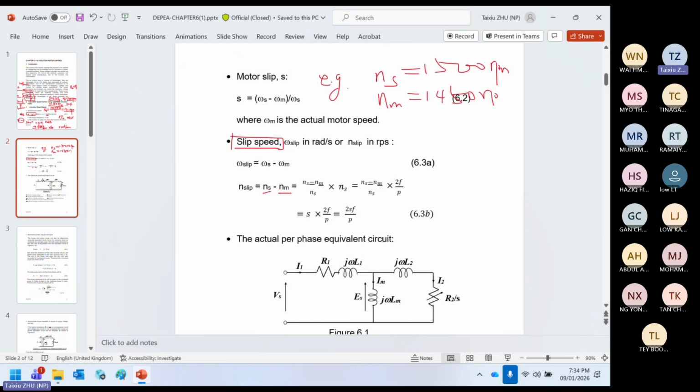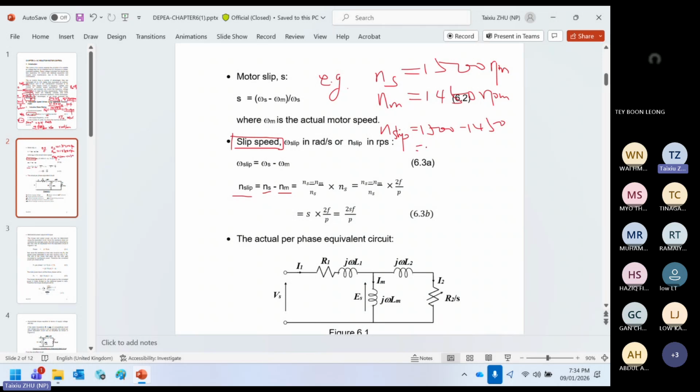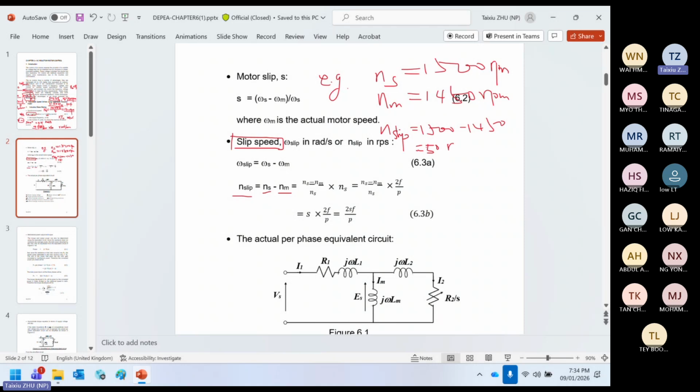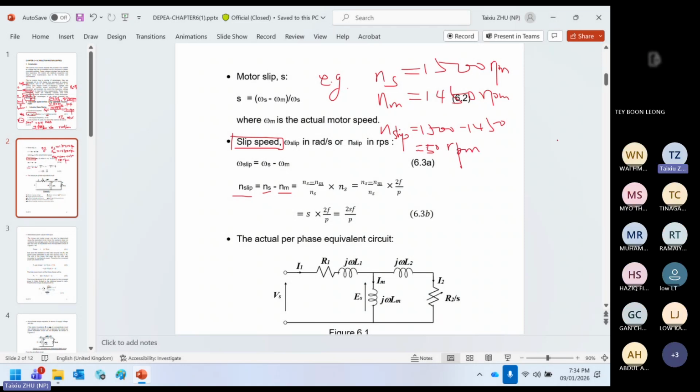Then how much is the slip speed? Just do a minus, it's quite easy. 1500 minus 1450, you get 50 RPM. That's the slip speed. Is that clear?